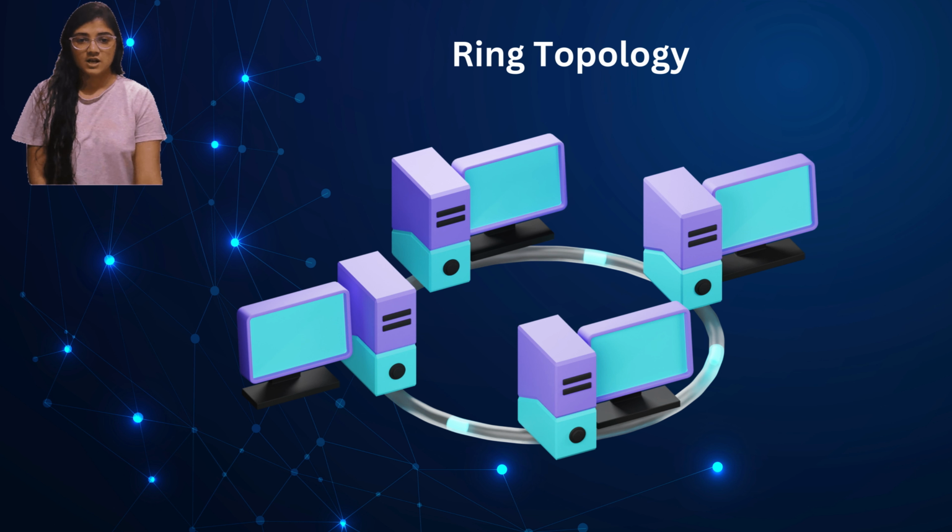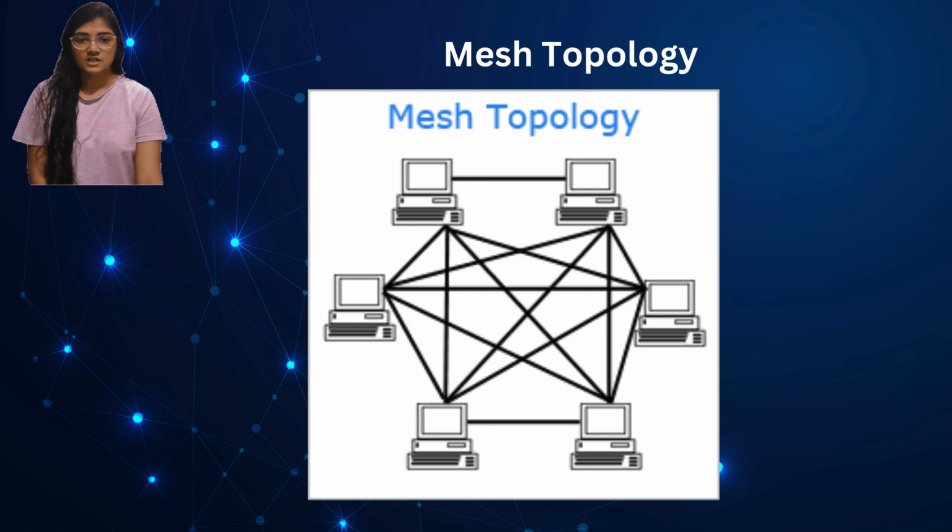Third, star logical topology. Data flows through a central device like a hub or switch, similar to the physical star topology. This is the most common logical topology. Fourth, mesh logical topology. Data can take multiple paths between devices, offering flexibility and redundancy.